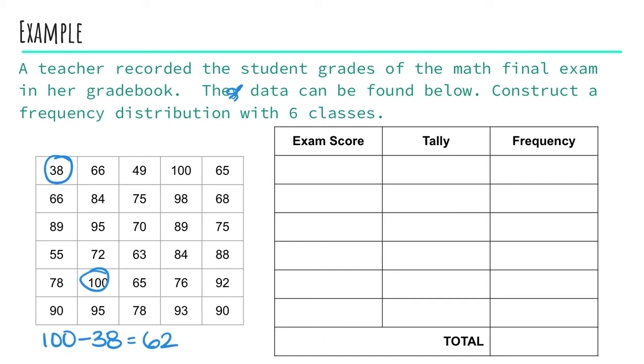And since I want 6 classes, I'm going to take that 62 and divide it by 6. And I get 10.3. Therefore, I'm going to round this number up. My class width is going to be 11.